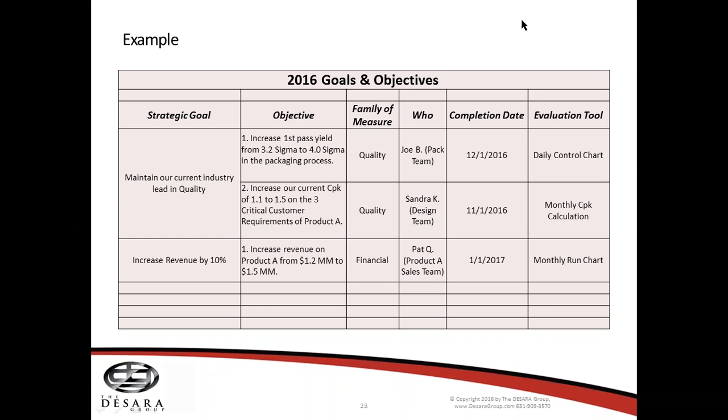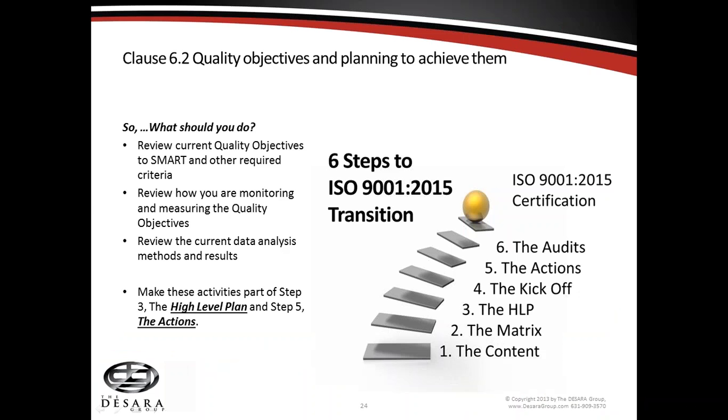All right. As is always the case, one of the things that we do at the end of the discussion here is talk about what should you do moving forward. What is your action as you go forward in this process of transition? And again, I'll tie it back to Karen's 6 steps. So from this clause 6.2, quality objectives and planning to achieve them, I think there are 3 high-level things you need to be thinking about.